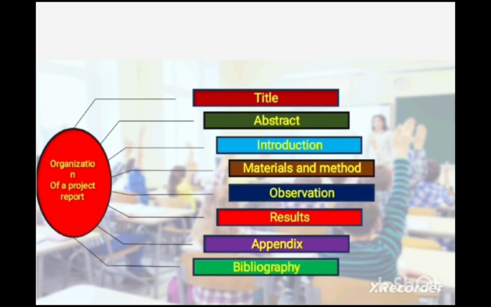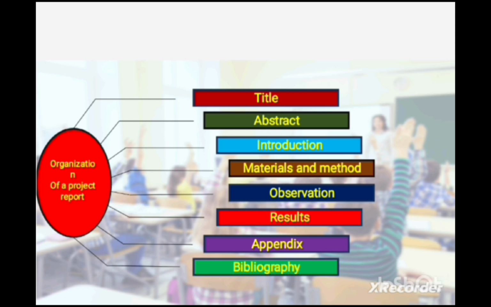Next, abstract. The abstract of a good project provides a brief summary of the key aspects of the project. It typically includes the project's objective, methodology, result, and conclusion. The abstract is a brief overview that gives the reader a quick understanding of the project without having to read the entire report.